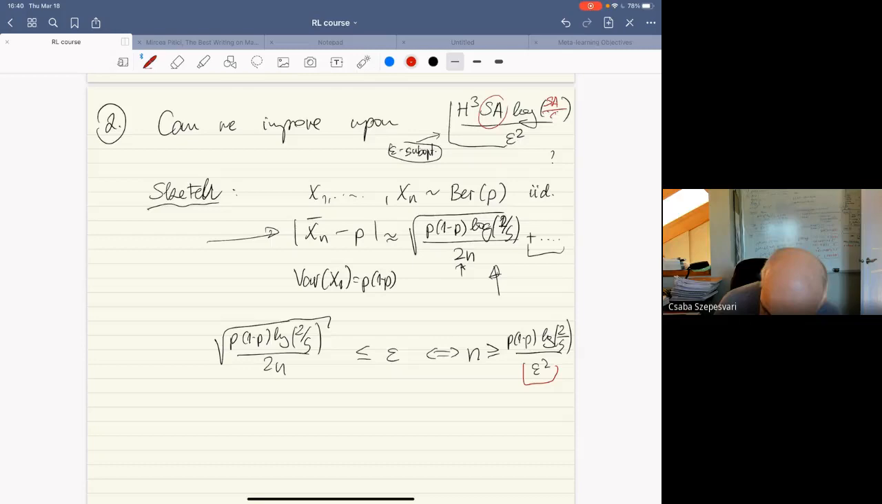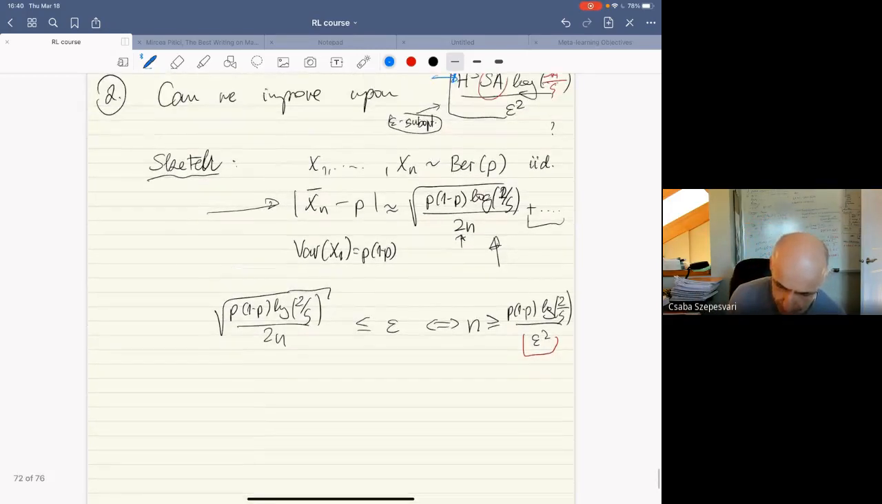And then there was this zeta here, and this log SA should be there. Even that log SA, you can prove that it has to be there, but I'm not going to go into that. I think it's more interesting to think a little bit about where this H cubed is coming from in the lower bound. It's kind of the interesting question.